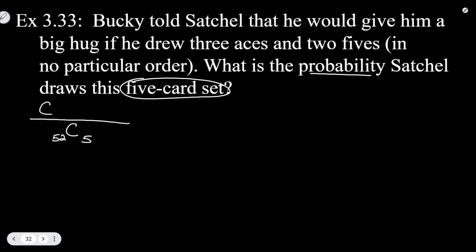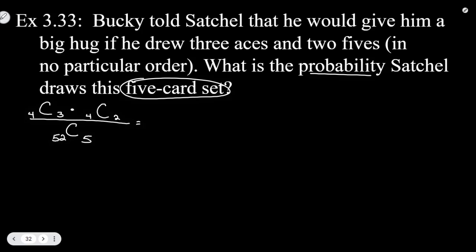The order that we choose them in doesn't matter. We have 4 aces to choose from, and we're going to select 3 of them. How many different ways could we do that? And then, with the counting principle, how many different ways could we choose 2 fives? Well, we once again have 4 fives to choose from: 5 of hearts, 5 of diamonds, 5 of clubs, 5 of spades, and we are going to select 2 of them.